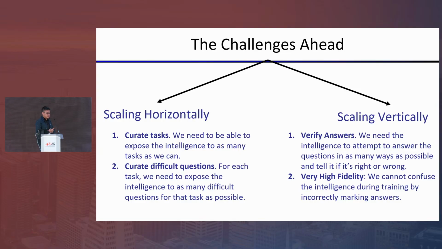There will be a problem of scaling horizontally, which means that you are supposed to tackle so many different tasks all at once. You need to curate so many different tasks, and at the same time you need to curate very difficult questions, because the intelligence of the systems is already hitting a certain level, so simple questions wouldn't be able to enhance intelligence anymore.